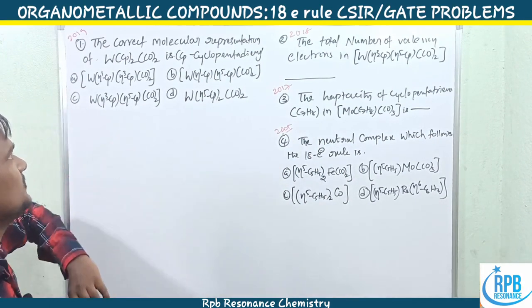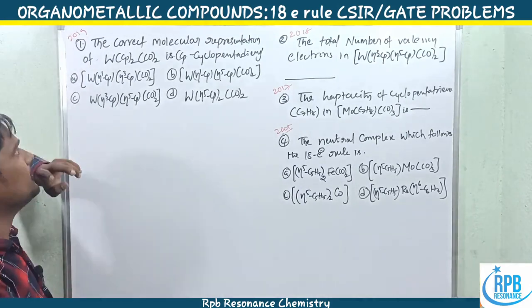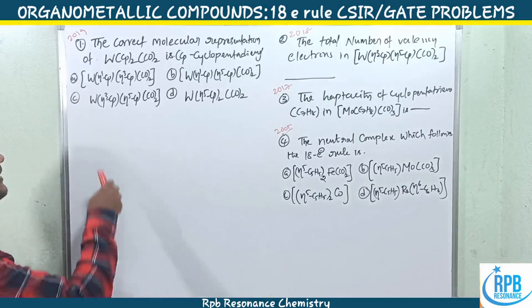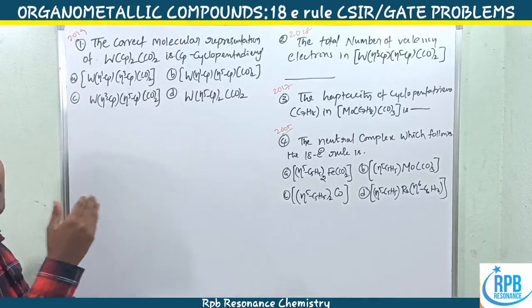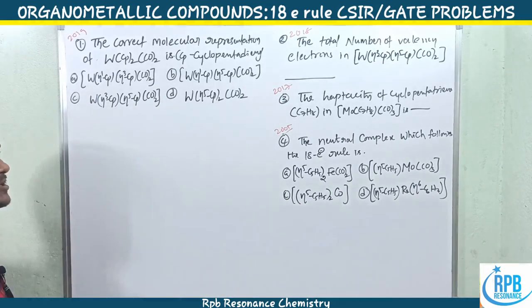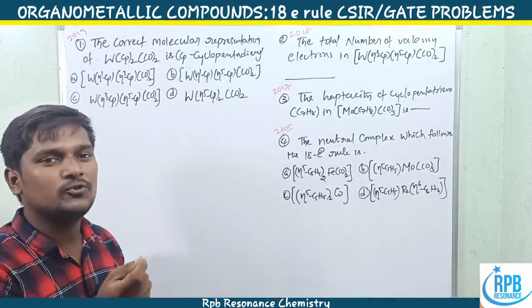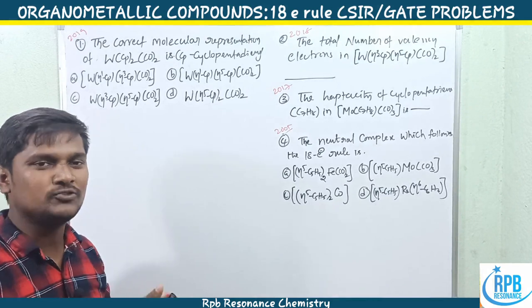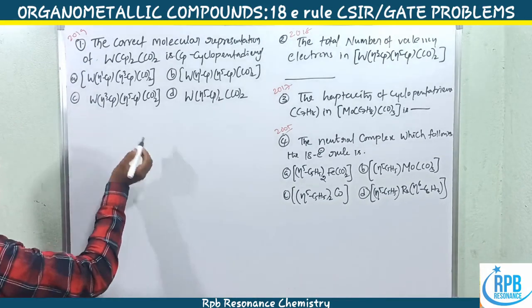Now let's look at the problem. I think it is already discussed in my hapticity videos. The question asks for the correct molecular representation of tungsten Cp taken twice, CO taken twice, where Cp is cyclopentadienyl. Among the four options, which option is correct? Indirectly, they are asking about the hapticity of the two cyclopentadienyl ligands. Now let's move on to the calculation of the 18 electron rule.